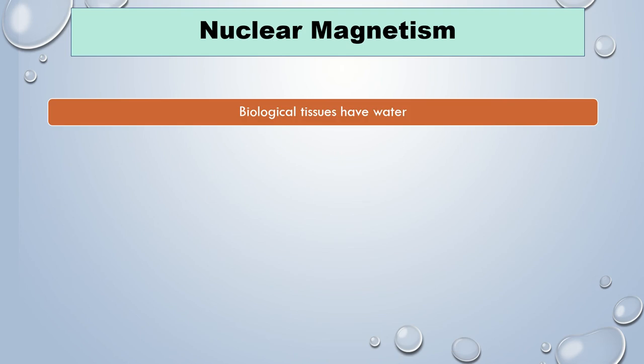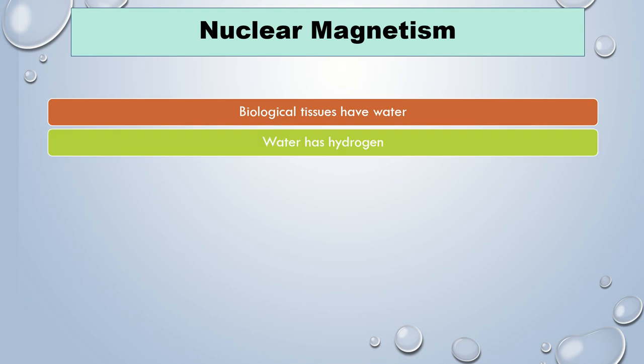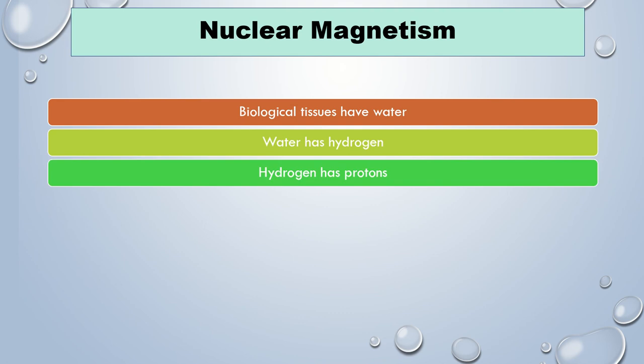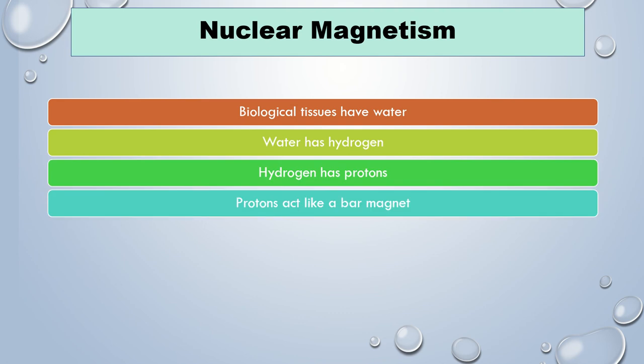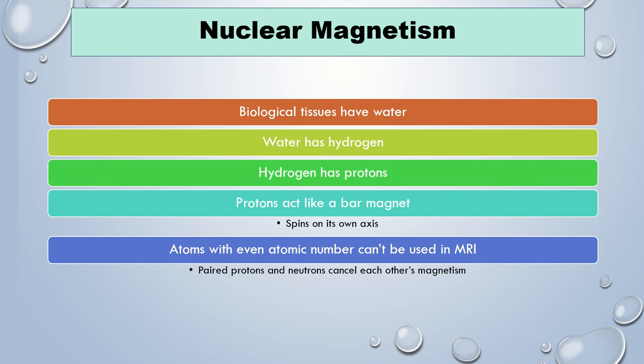We can use this law of magnetism for biological tissues because they have water, and the water has hydrogen in it, and hydrogen has protons. And these small protons actually act like a bar magnet. They spin on their own axis, and by that spinning, they create some magnetic field around them.